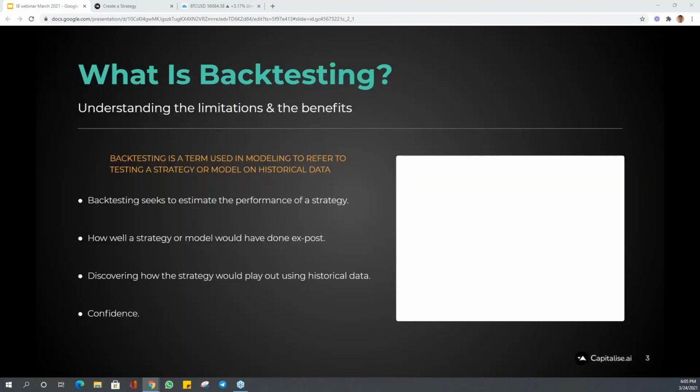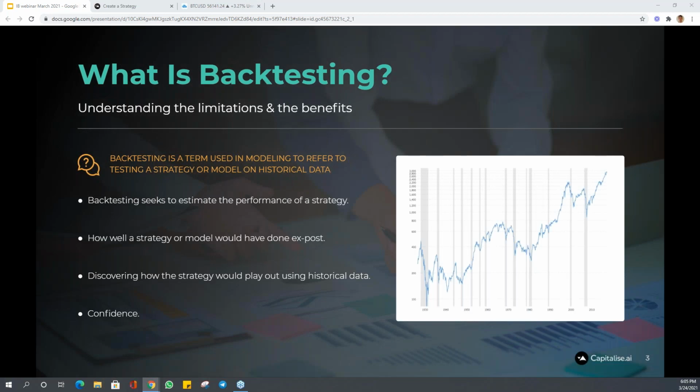Okay, so first point, what is backtesting? So in a trading strategy or investment strategy, backtesting seeks to estimate the performance of a strategy if it had been deployed during a past period. It's the general method for seeing how well a strategy or model would have done ex post. Backtesting assesses the viability of a trading strategy by discovering how it would play out using historical data. Obviously, if backtesting works, traders and analysts may have the confidence to employ the strategy moving forward. Pretty basic, what is backtesting?